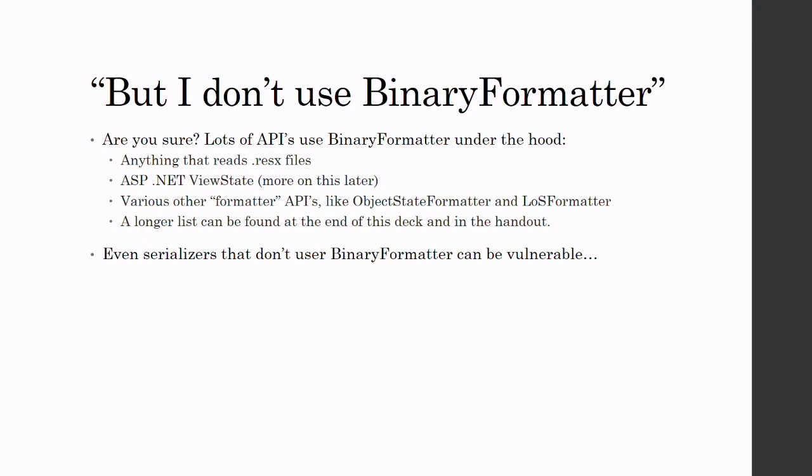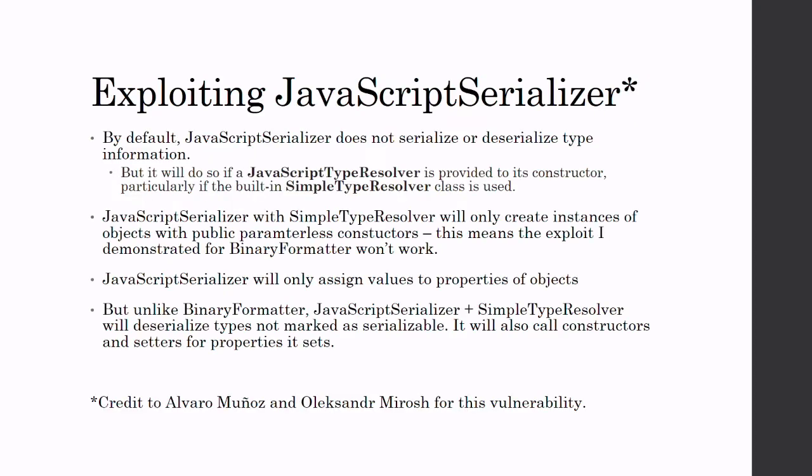And really, even serializers that don't use binary formatter can be vulnerable. So JavaScriptSerializer. You would expect JavaScriptSerializer to be safe. And by default, it actually is. By default, JavaScriptSerializer won't take type information from a stream it's deserializing. So you're not going to be able to make these sort of jack-in-the-box objects that'll do bad things when they're deserialized. But you can use JavaScriptSerializer with a JavaScript type resolver. And if you do what people usually do and set a simple type resolver, that just makes any type it's asked to. This makes it similar to the binary formatter scenario again.